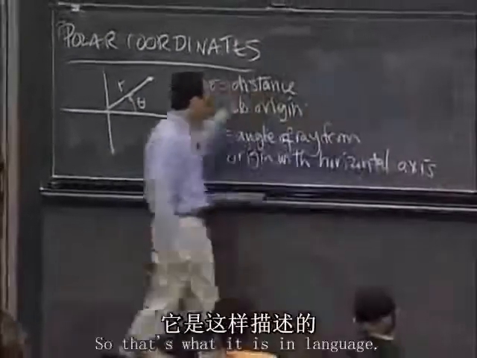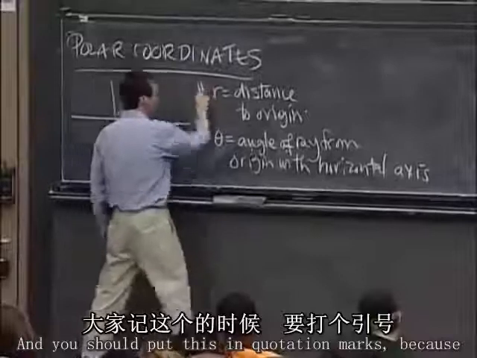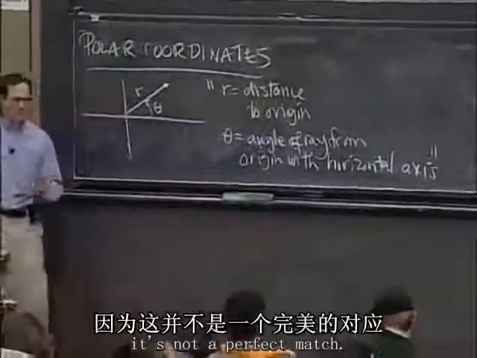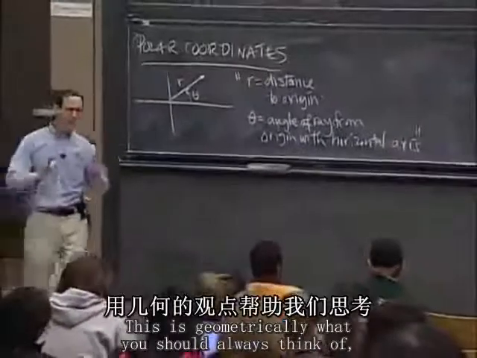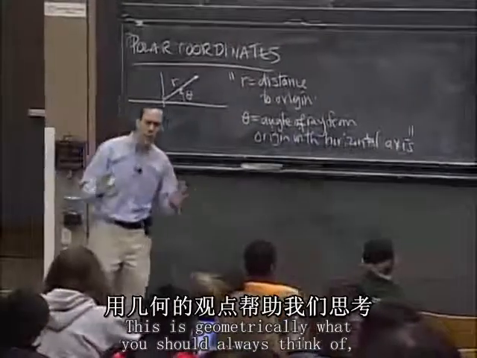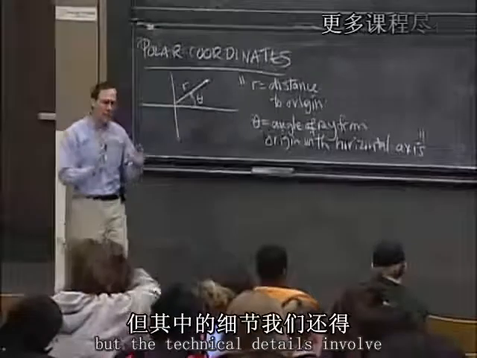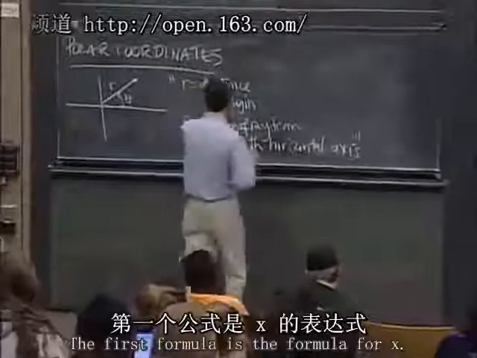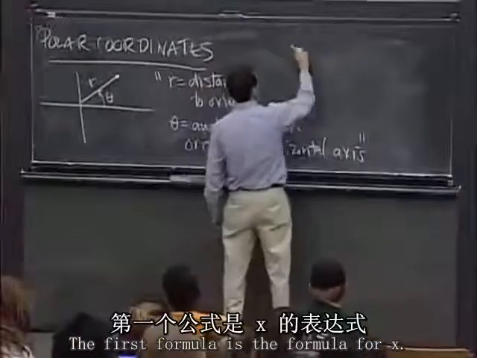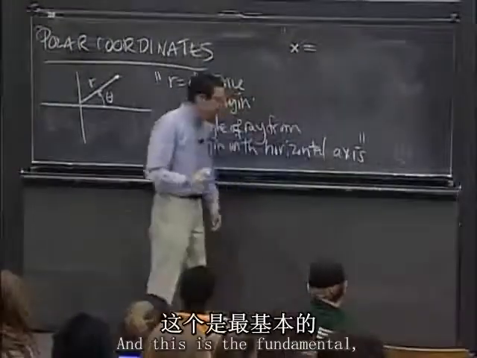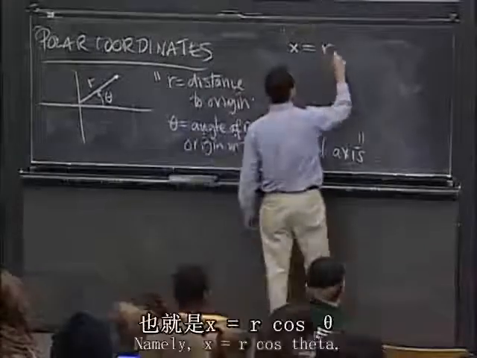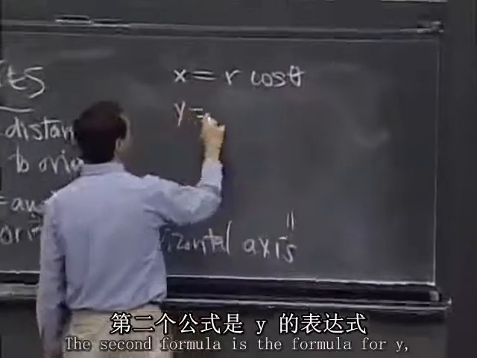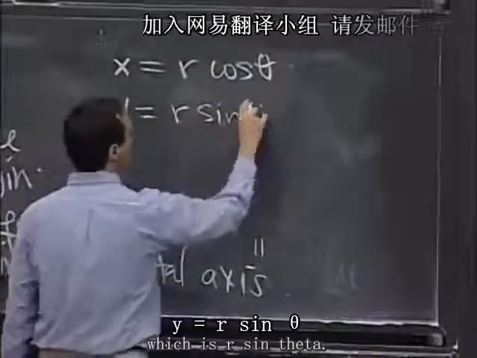So that's what it is in language, and you should put this in quotation marks because it's not a perfect match. All right? This is geometrically what you should always think of, but the technical details involve dealing directly with the formulas. The first formula is the formula for x, and this is the fundamental. These two are the fundamental ones. Namely, x is r cosine theta. The second formula is the formula for y, which is r sine theta.